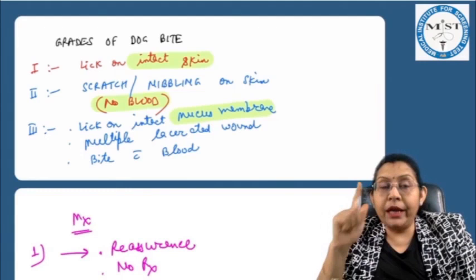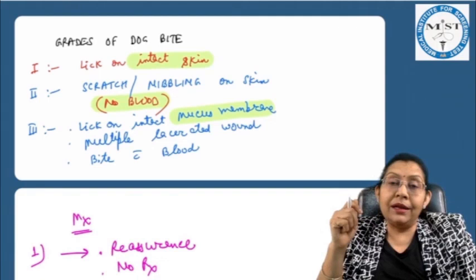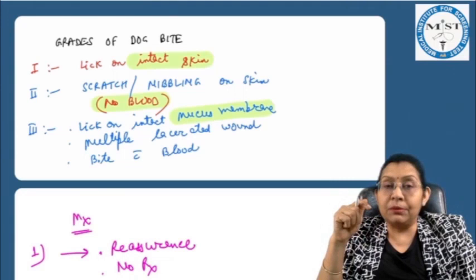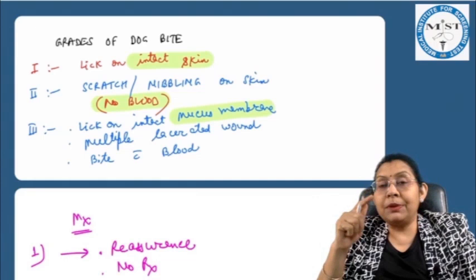So grade 2 is a scratch or nibbling on the skin without blood, and grade 3 includes a lick on intact mucous membrane, because it is a single lining layer and the organism can very well pass through and directly enter the blood circulation. So a lick on intact mucous membrane, multiple lacerated wounds, or a bite with blood all come under grade 3. So as per our question, it is a grade 2 bite.